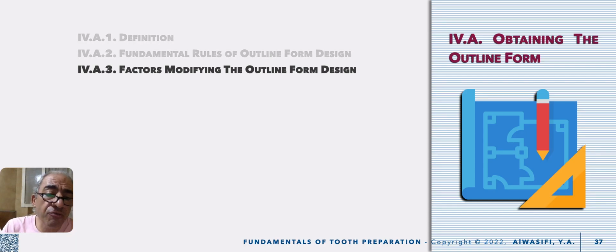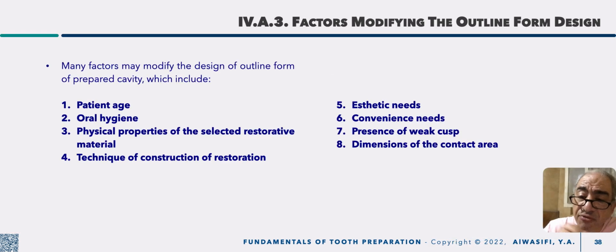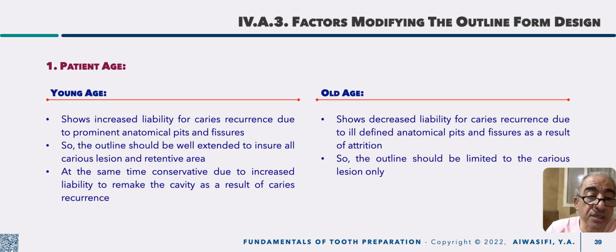Let us then go to the factors modifying the outline form design. There are 8 factors that modify the design of outline form. It may require more extension or less extension. These factors are patient age, oral hygiene, physical properties of the selected restorative material, technique of construction of the restoration, aesthetic needs, convenience needs, presence of weak cusp, and dimension of the contact area in cases of proximal lesions.